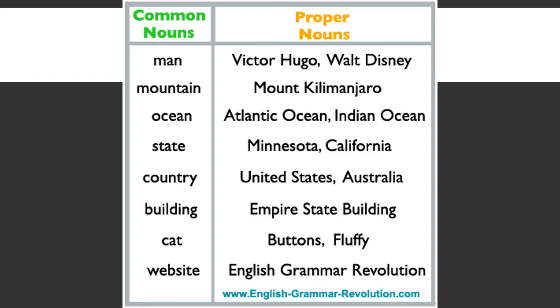Building. Empire State Building is a proper noun. The Taj Mahal Hotel or the Taj Mahal is a proper noun. But when we say building, it is a common noun. Cat, common noun is cat, and the name which is given for the cat can be Buttons, Fluffy, Butter, Tom. All these are proper nouns.